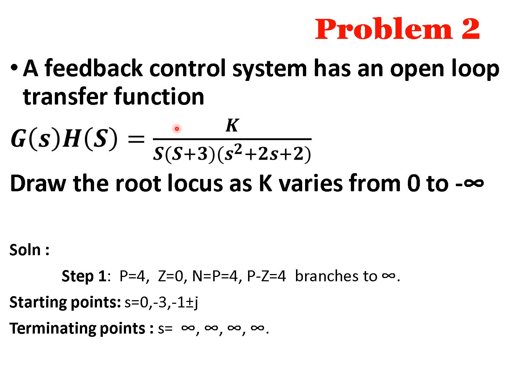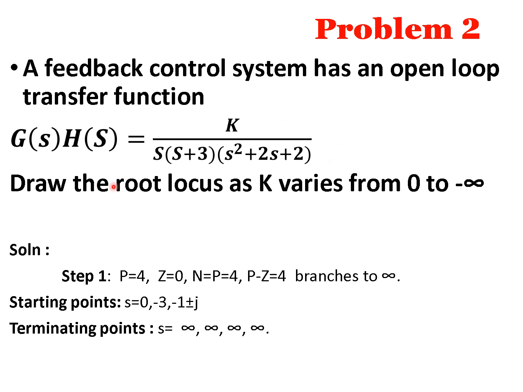Problem number 2. The feedback control system has an open loop transfer function G(s)H(s) equal to K divided by s(s+3)(s² + 2s + 2). Draw the root locus as K varies from 0 to -infinity. So in this given problem we have a complex conjugate. Since we have a complex conjugate, we have to use step number 7.